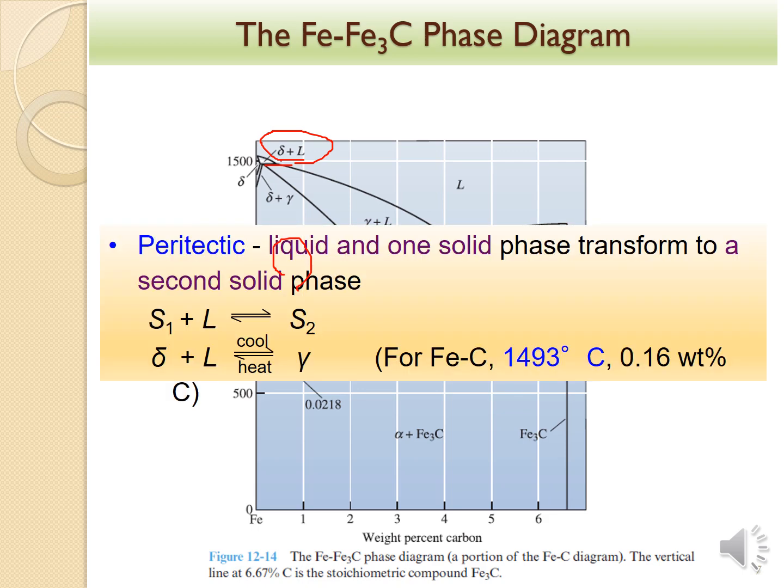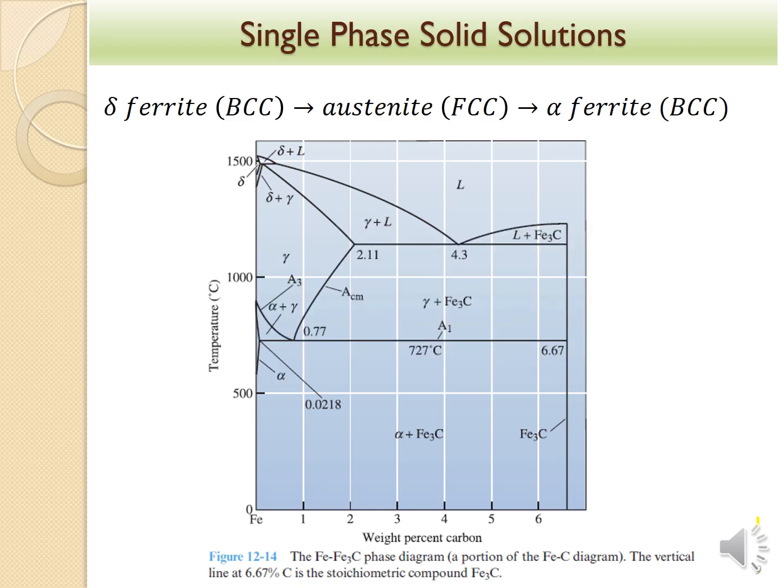So here's the reaction. Delta plus liquid at about 1493 degrees Celsius, and that composition point is about 16% of carbon. That composition is right here. Now let's look at the single phase regions or solid solution regions.